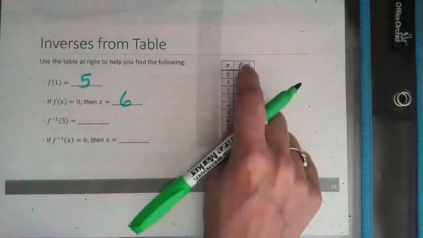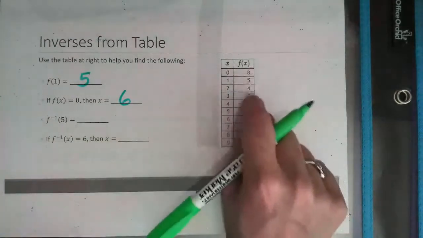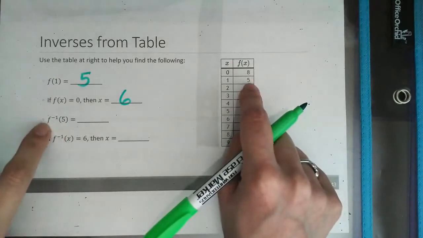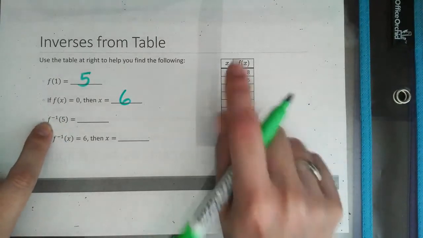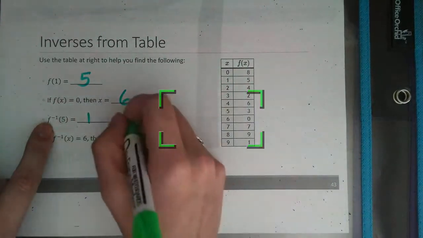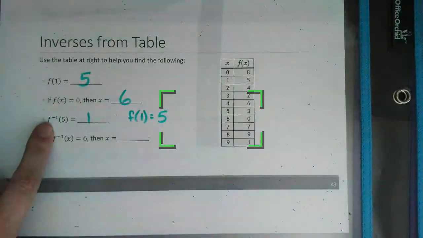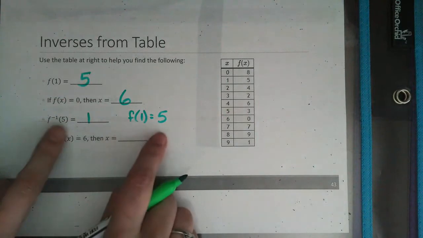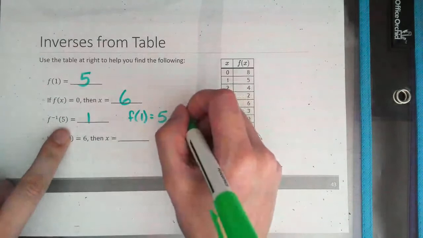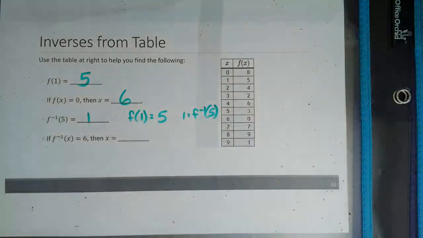So what we want to do is undo the function f, but we want to start with a value of 5 over here. So we start with a value of 5 and then we undo it. That gives us an x value of 1. Let me show you another way of saying this. We know that f of 1 is equal to 5. So if I want to undo that function, I'll have to take the inverse of both sides. I'll get 1 is equal to f inverse of 5.